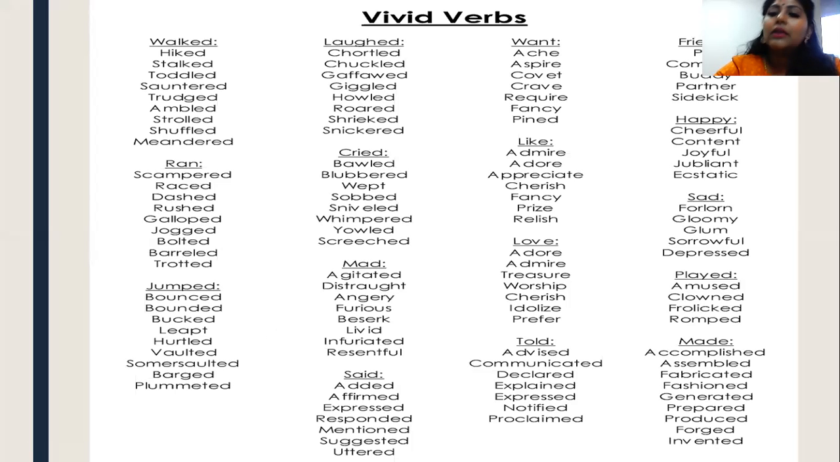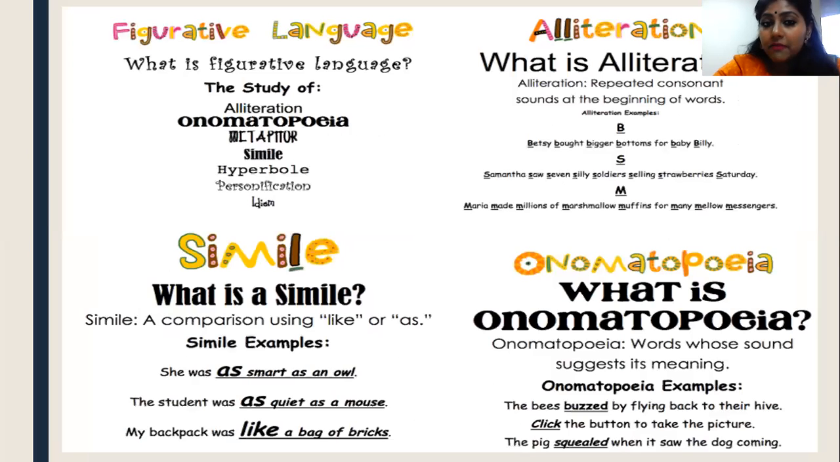Okay, moving on, even when it comes to verbs, don't just say you walk. How can you describe the action of walking? That means use vivid verbs. It could be shuffling or even hiking. When we say laugh, how did the person laugh? Make it more specific, whether the person roared or giggled or chuckled. Instead of saying mad, you can say agitated, furious, resentful. Like told, what do you mean by told? Communicated, advised, declared. So it's very important for you to focus on vivid verbs instead of being very vague.